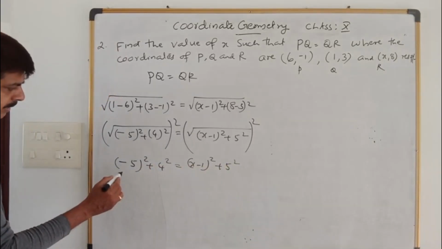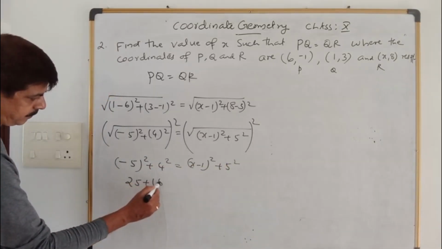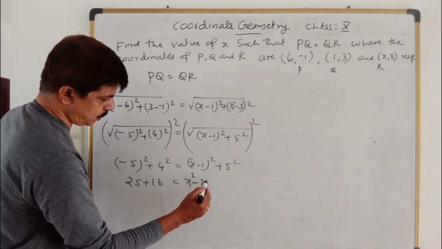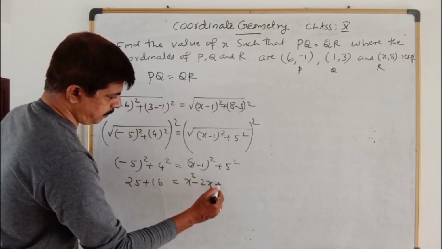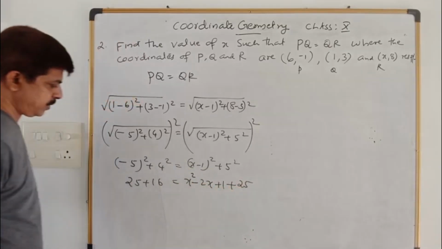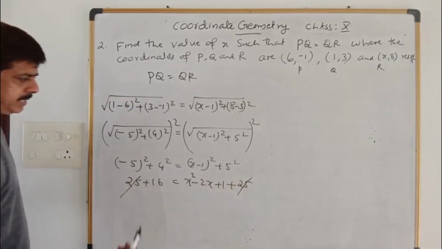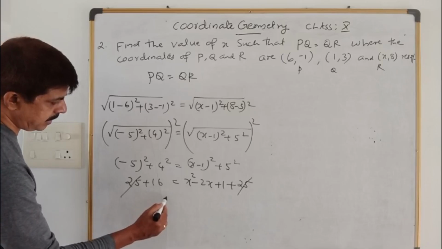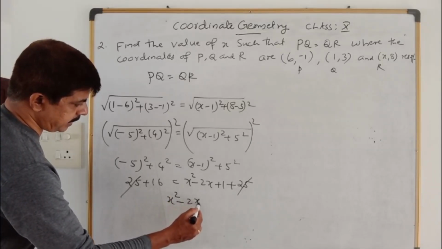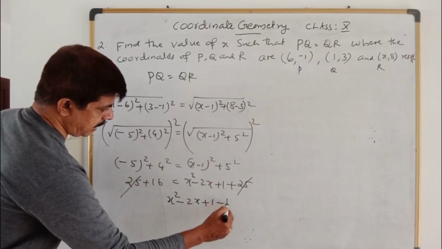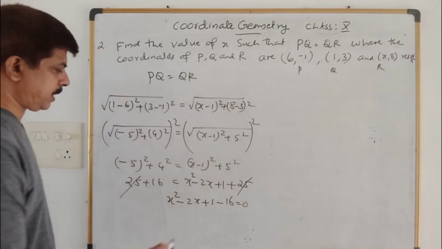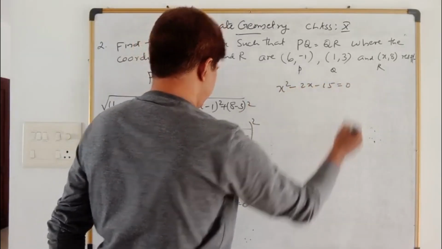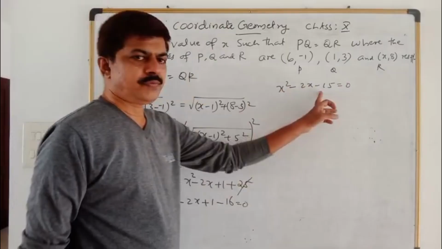Now we simplify. 5 square is 25, 4 square is 16. This is how you open (x minus 1) whole square, using (a minus b) whole square: a square minus 2ab plus b square, plus 25. So we can see 25 on both sides, that is cancelled. Now we get a quadratic equation: x square minus 2x plus 1, plus 16 can be shifted to that side, it becomes minus 15. So we get the quadratic equation x square minus 2x minus 15 equal to 0.